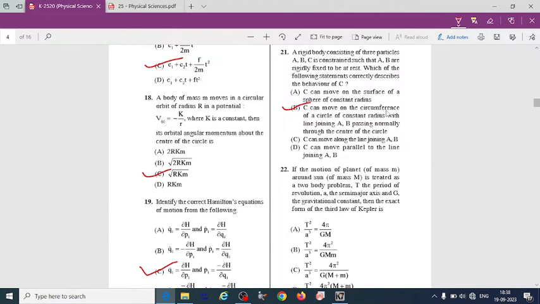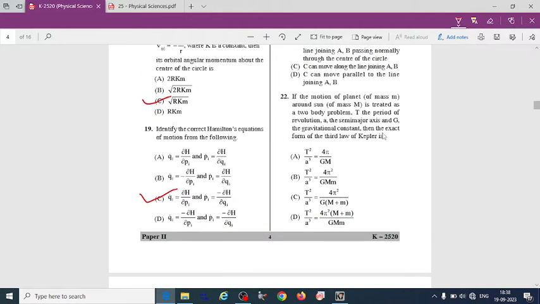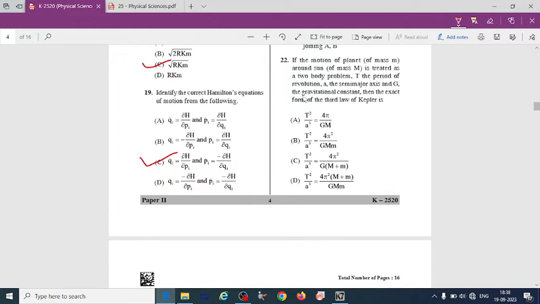C can move on the circumference of a circle of constant radius with line joining AB passing normally through the center of the circle. If the motion of planet M around the Sun is treated as a two-body problem, T the time period of revolution, A the semi-major axis, G the gravitational constant, then the exact form of the third law of Kepler, here the option will be C.